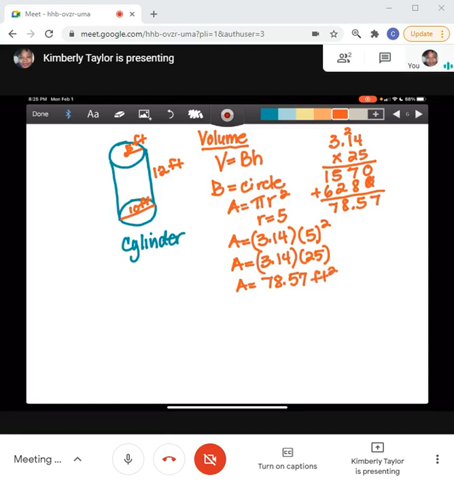So the height of the cylinder is 12. Why did I pick a big number? Why did I pick like 8? We'll do 12. I'll be alright. So the volume is going to be 78.57. That's the area of the base. Times the height of the cylinder, which is 12.